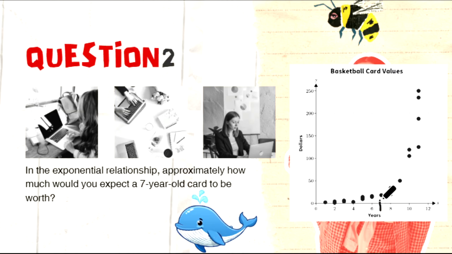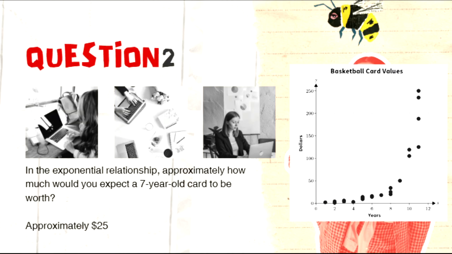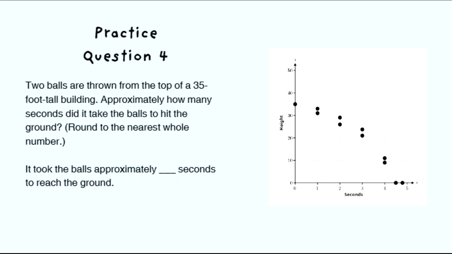So this is about where a 7-year-old card's going to be. We're going to come here. If we follow it back, it's going to be like right there on the chart. So they said about $25. I would have said 20 because it's a little low, but you know, whatever. Potato, potato. Here's practice question number 4.